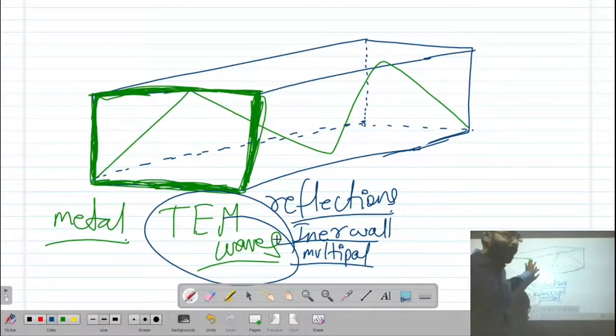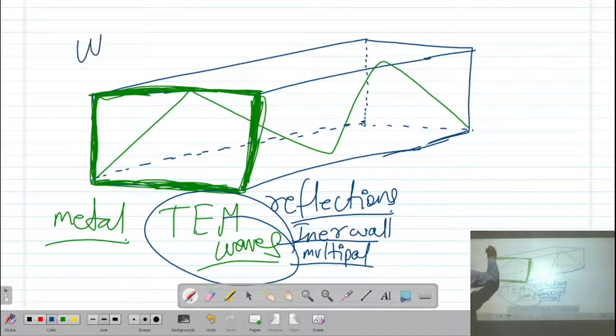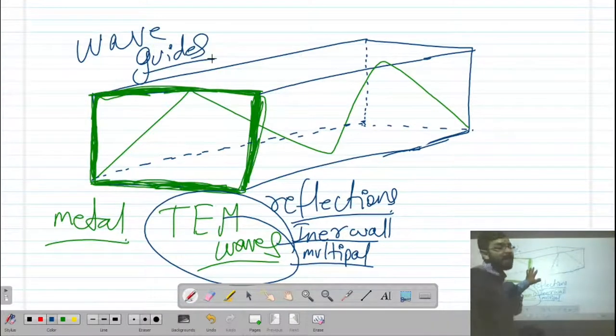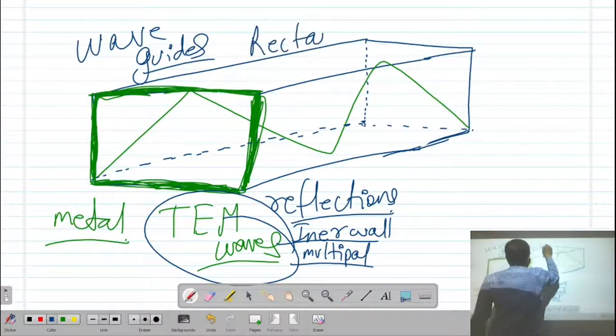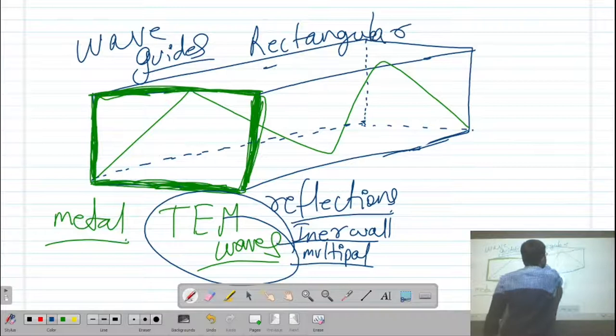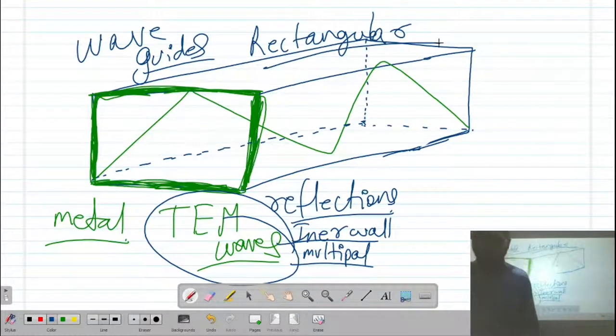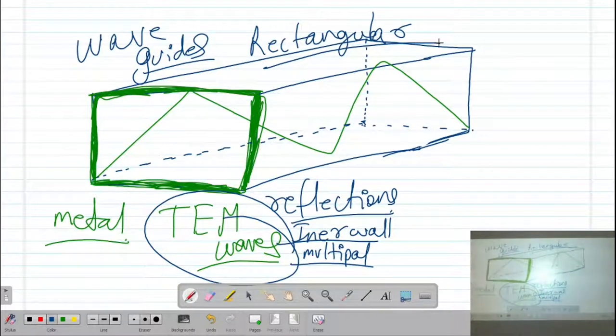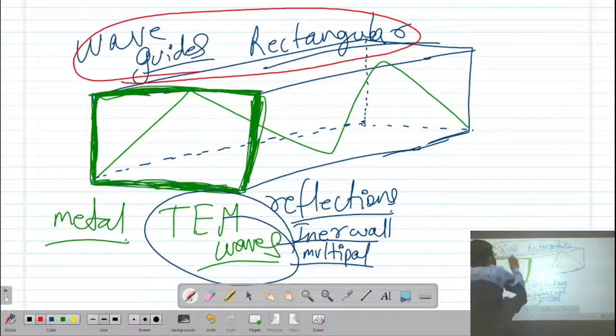So, what is the advantage of using a waveguide? This is especially a rectangular waveguide. In a similar way, you can also have a circular waveguide, an elliptical waveguide, a ridged waveguide, and a double-ridged waveguide. But in our syllabus, we will focus on rectangular waveguides. There are a number of waveguides available, but we will study more or less rectangular waveguides.